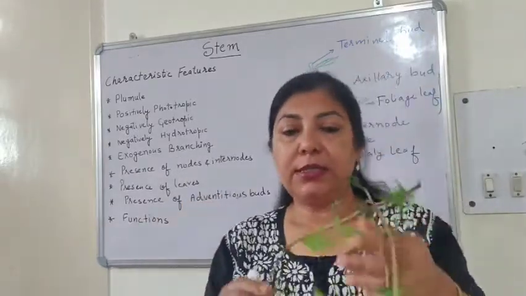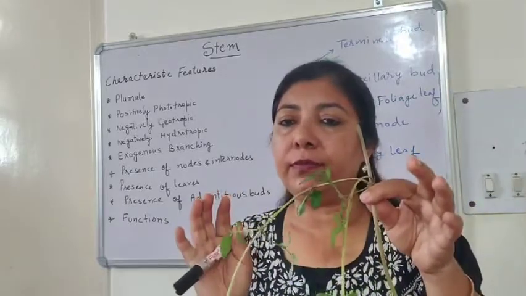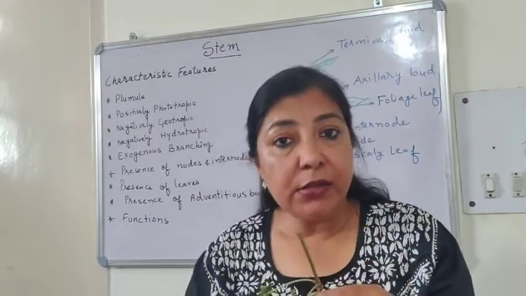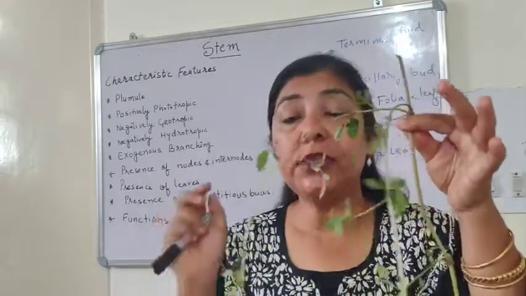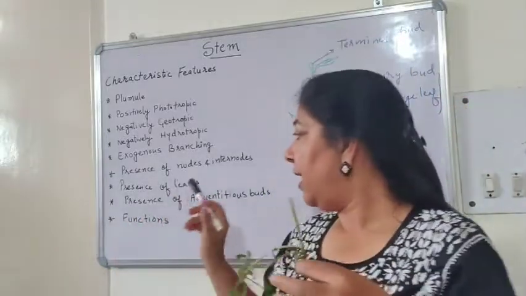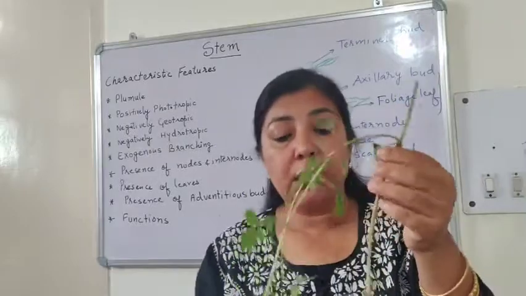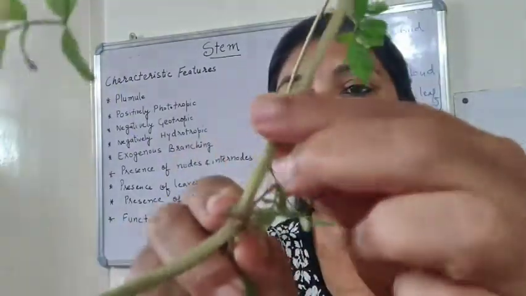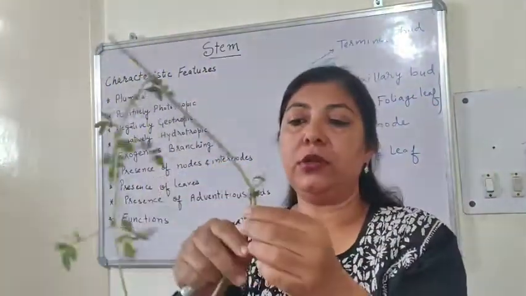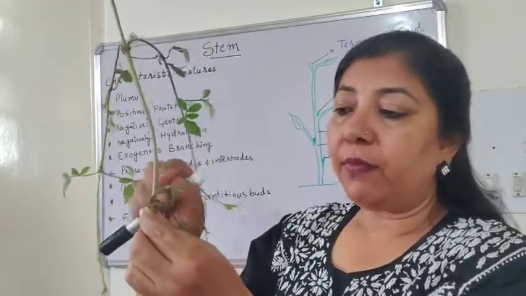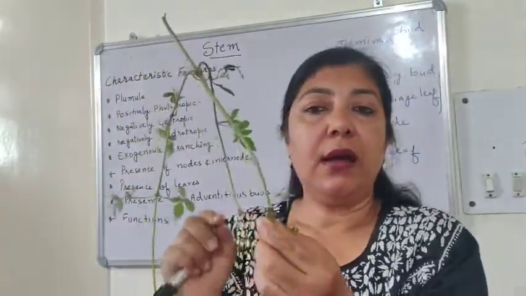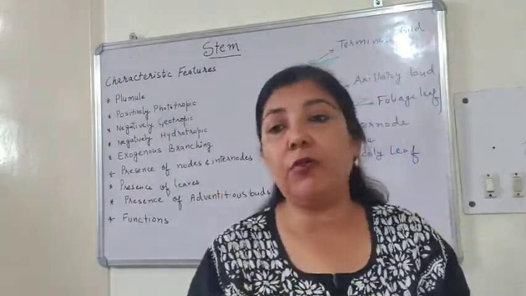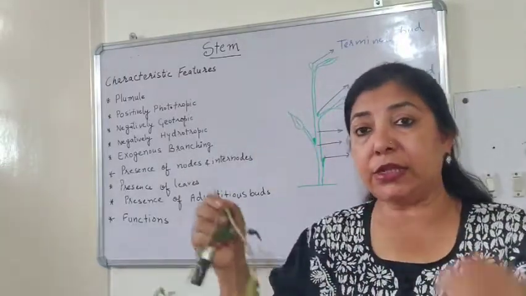Presence of leaves. Stems will always have some type of leaf. It may be the foliage leaves, or it may have some scaly leaves or fleshy leaves, but leaves will be present. Then next is presence of adventitious buds. There is always small buds present. So these buds will give rise to a new branch. So at the node area, there will always be the bud, which are called as adventitious buds. So presence of adventitious buds are always there in the stem, which helps in branching.